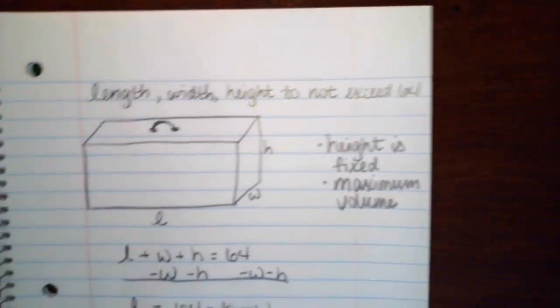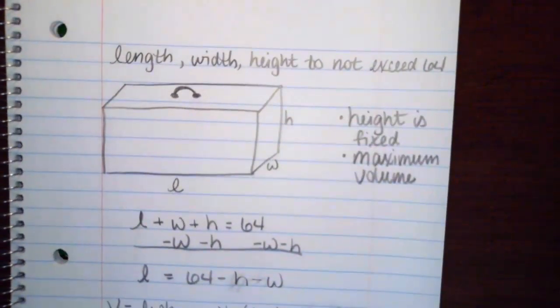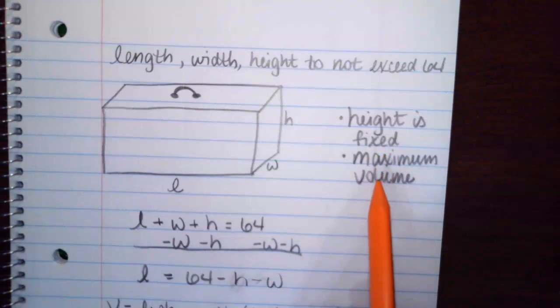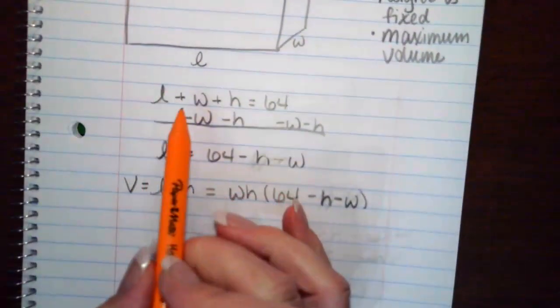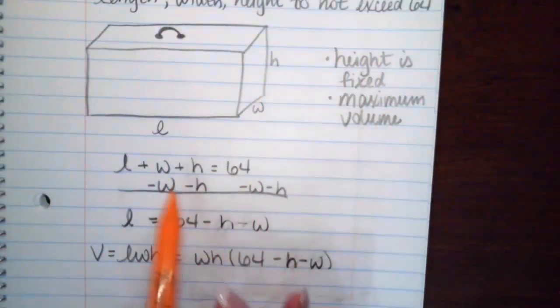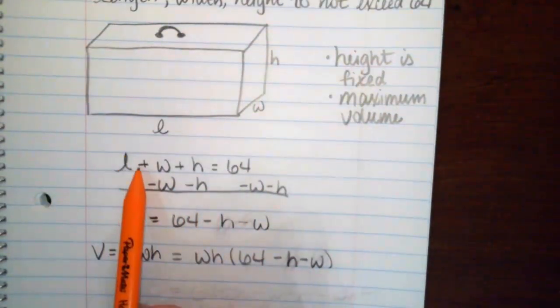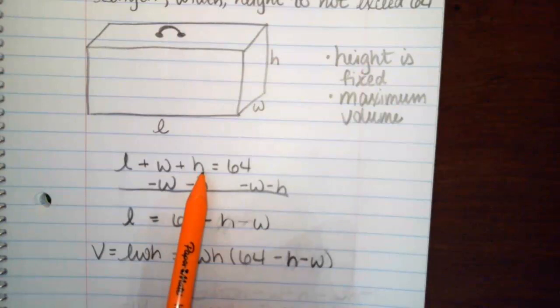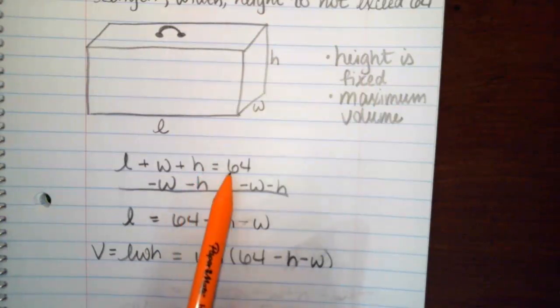All right, so I've started to work this one out already somewhat. We've got the length, width, and height of a suitcase to be allowed as a carry-on object onto an airplane cannot exceed 64 inches. So we're told that the height is fixed, and we're trying to maximize the volume. So I'm going to go ahead and say that I want a big piece of luggage. So I'm going to say length plus width plus height is 64.